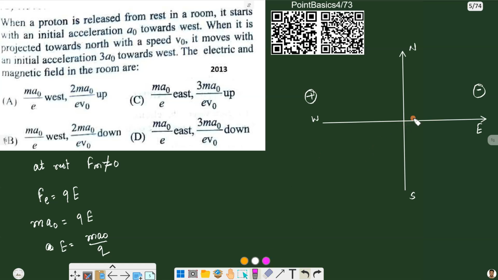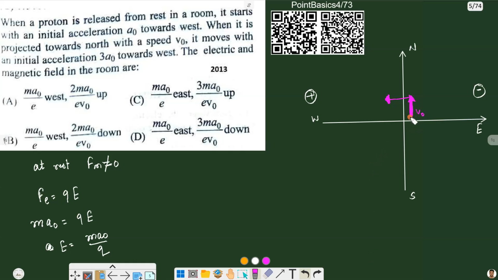Now it is mentioned that the electron is going towards the north direction with speed v naught. Then it moves with an initial acceleration 3a node towards the west. So it starts moving west. If it starts moving west, there is a force acting on it in the west direction, and that force should be perpendicular. So we also have to find the electric and magnetic field. We have to find the value of the magnetic field now.